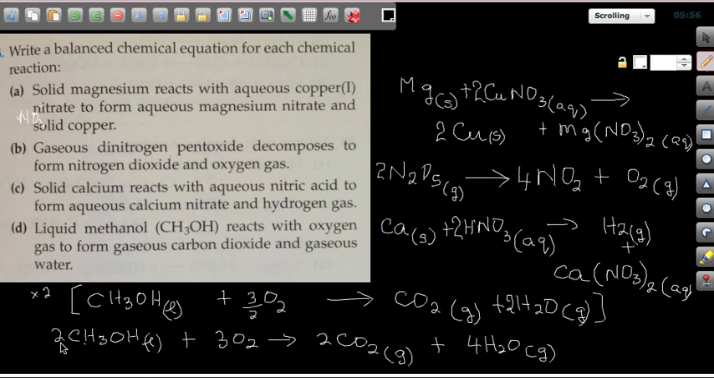Let's go ahead and check to see if it's still balanced. 2 carbon, 2 carbon. 3 plus 1, 4 times 2. 4 2s are 8 hydrogen. 4 times 2 is 8 hydrogen. 3 2s are 6, 7, 8 oxygen. 4, and there's 4 oxygen here. 4 plus 4 is 8 oxygen.